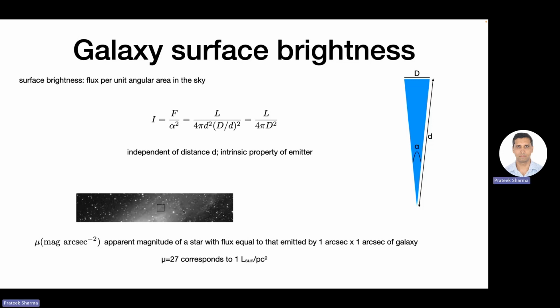So for example, this is Andromeda, I believe. You can actually see what is the surface brightness of this patch on this galaxy. You just measure the flux coming from here, divide by the angle subtended by this squared. That's the definition. And that is related to the amount of light this guy is emitting divided by its area, 4 pi d squared. So they are equivalent definitions.